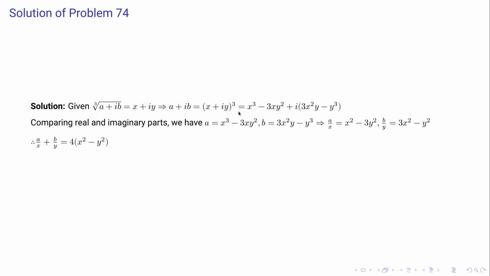Now we compare real and imaginary parts, so we get a is equal to x cube minus 3xy square and b is equal to 3x square y minus y cube. From this, we take x common and bring it to the left hand side, we get a by x is equal to x square minus 3y square. And from this, we take y common and bring it to the left hand side, we get b by y is equal to 3x square minus y square. You add both of these, you get a by x plus b by y is equal to 4 into x square minus y square.